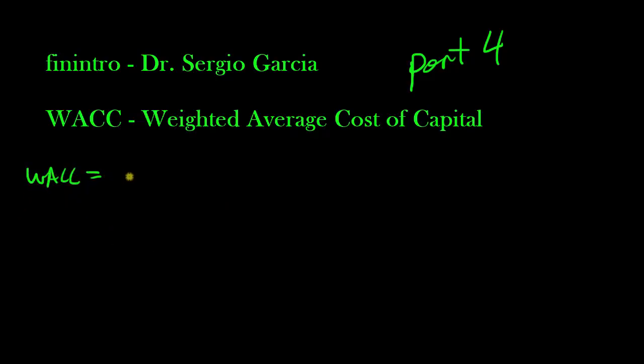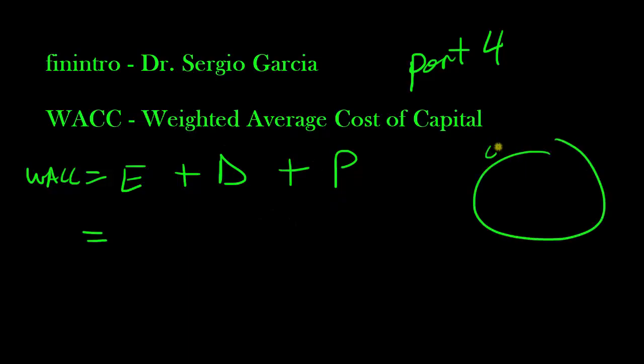Actually, let me do it this way real quick. Equity and debt, and then we added our preferred stock, right? And so there were three pieces of our entire capital structure. And we could divide these into equity, preferred stock, and debt, right?